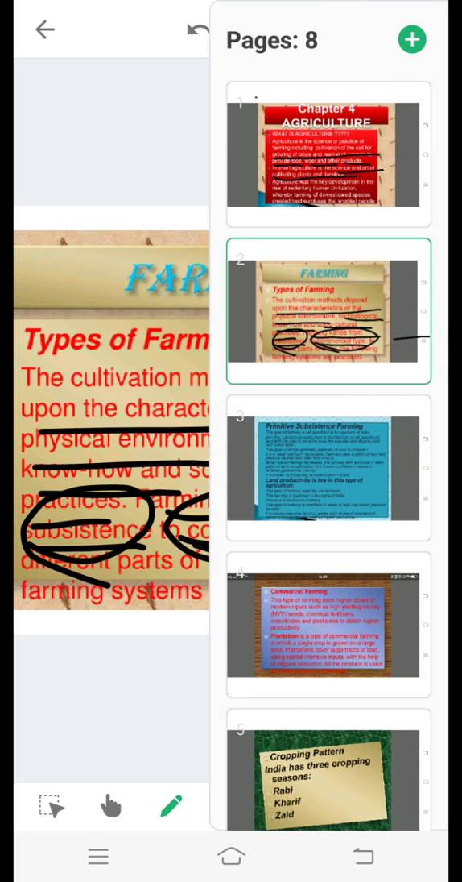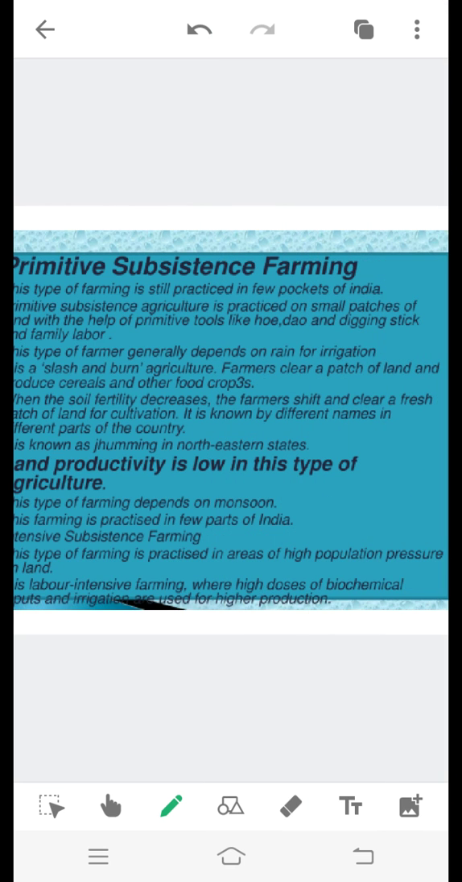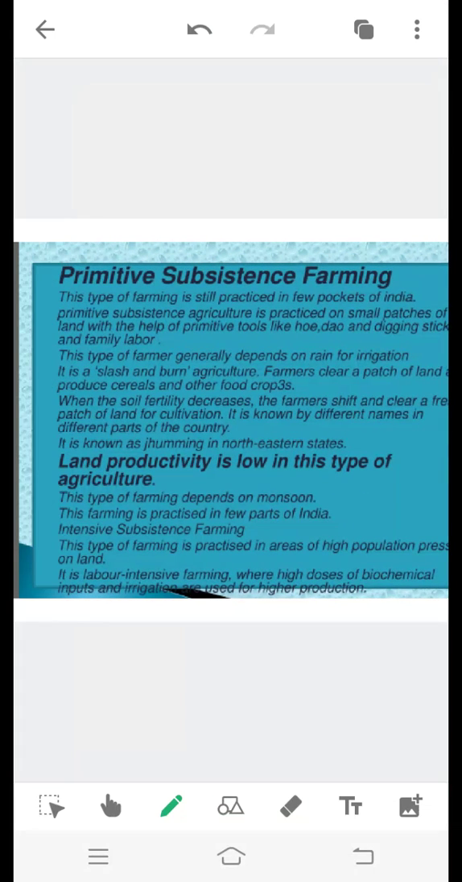Moving ahead, let's move to the various types of farming methods. The first we move with is primitive subsistence farming. What does the term primitive tell you? Primitive tells the old methodology that was used.